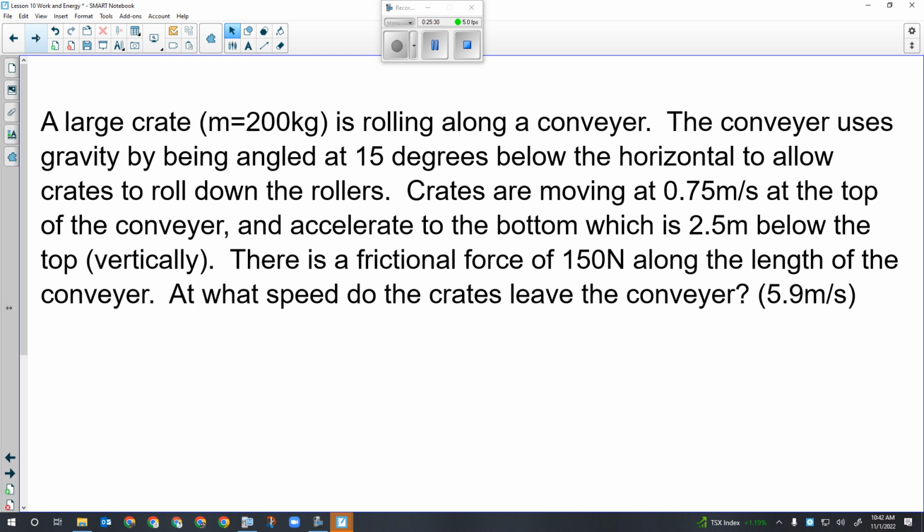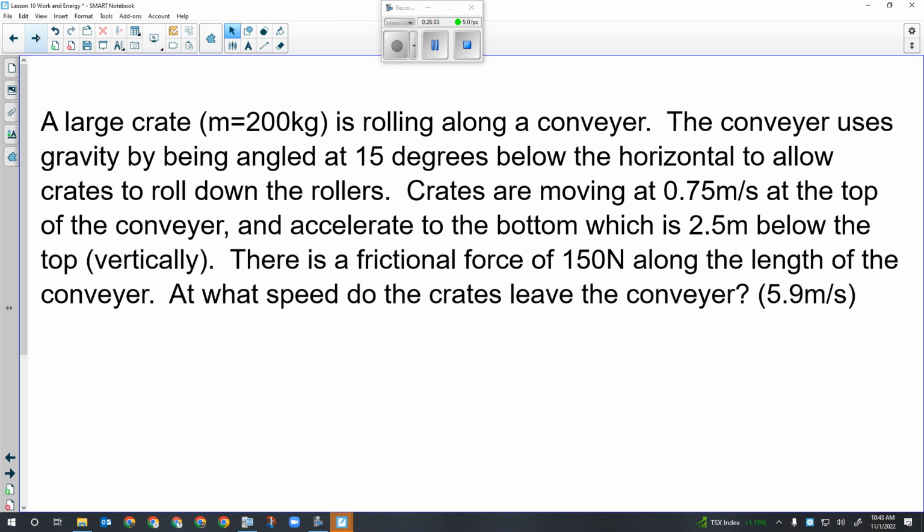There is a frictional force of 150 newtons along the length of the conveyor. Is friction going to make it go faster or slower? Right, it's going to steal energy. So this work is going to be positive or negative? Negative. That means I'm going to have less energy at the bottom than I have at the top. So that's something we have to recognize before we even start the question. At what speed do the crates leave the conveyor? Answer is there, so you'll know if you get it right.